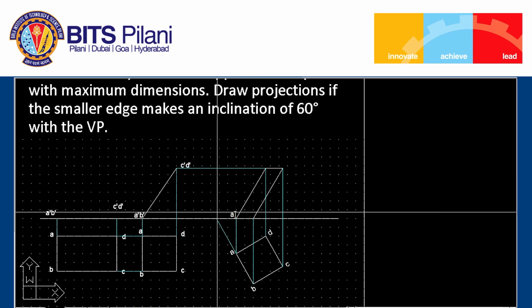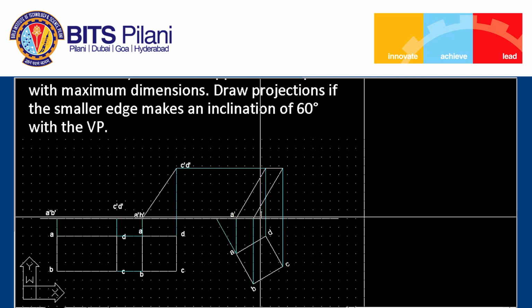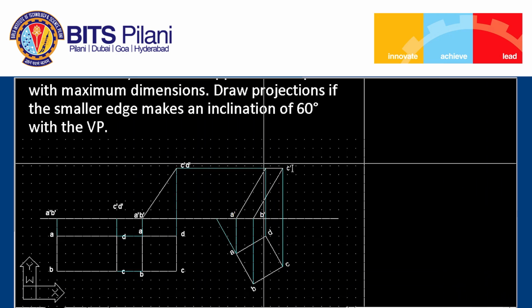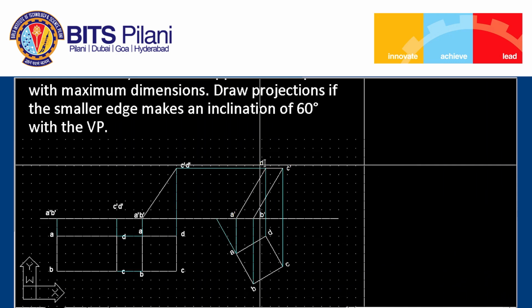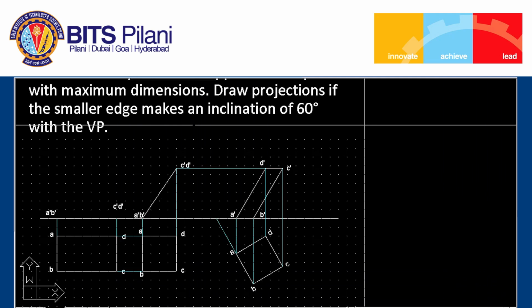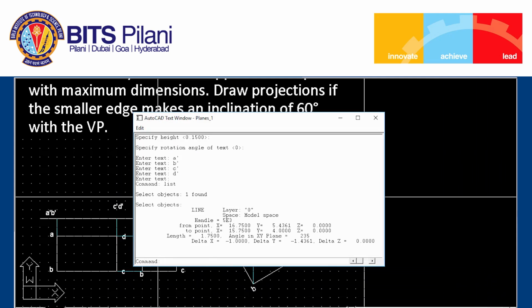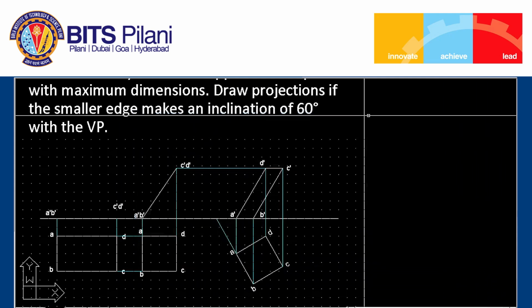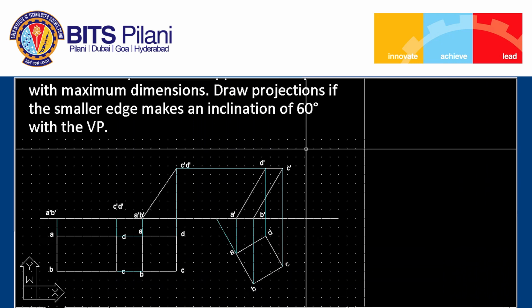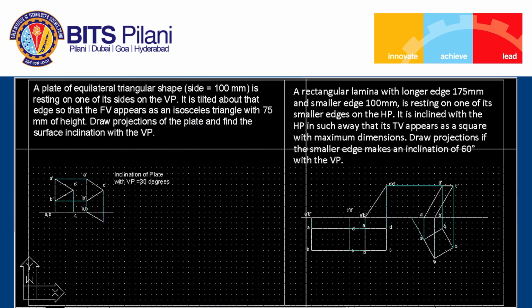Okay, and here we can name the points. This is A prime, then we have B prime, C prime, and D prime. We can find out the inclination by the dimension command, and the inclination of the plane is 55 degrees. So that inclination we can measure and note it down here. So this way we can solve the problems on projection of planes. Okay. Thank you.